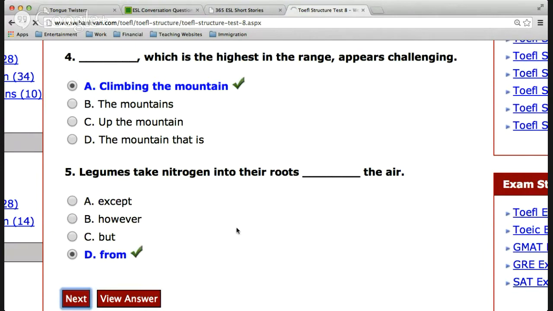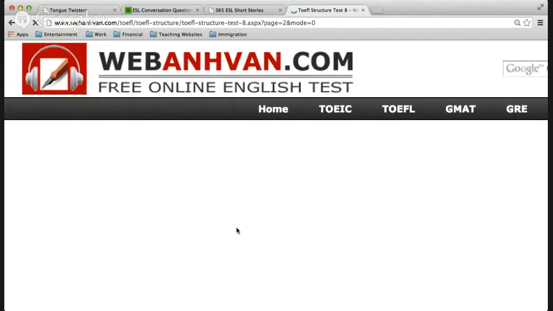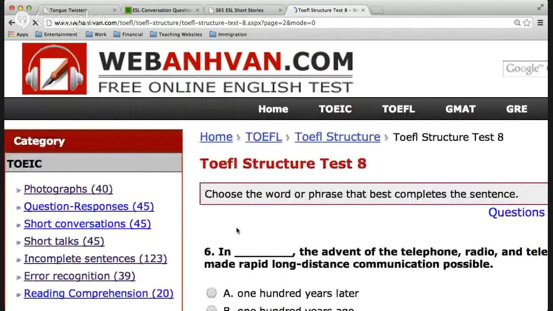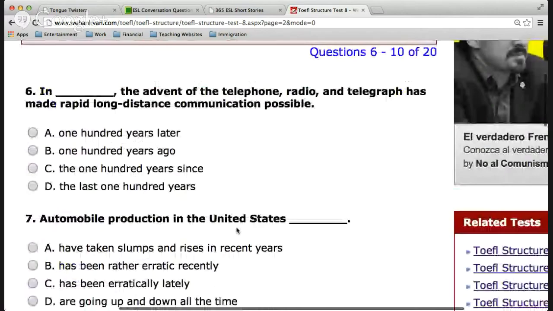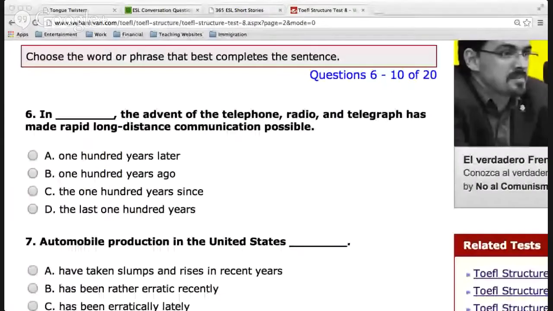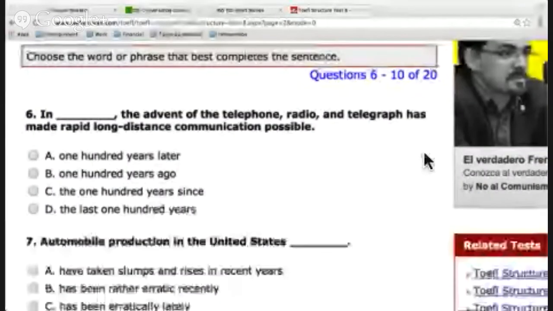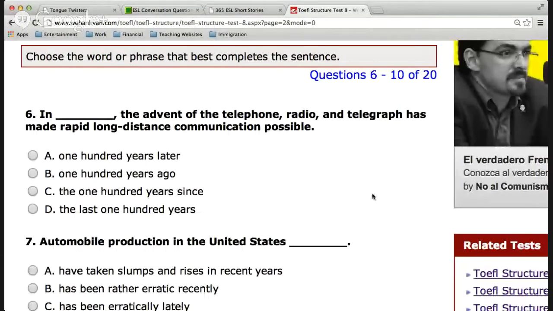All right, let's go to our next one here. And Nurel, number 6, please. In blank, the advance of the telephone, radio, and telegraph has made rapid long-distance communication possible. Okay, 100 years, please. The last 100 years was later, 100 years ago. Okay, I will go with B.